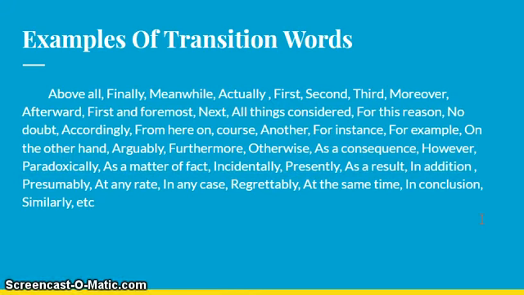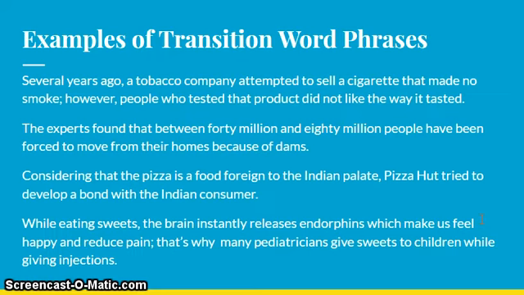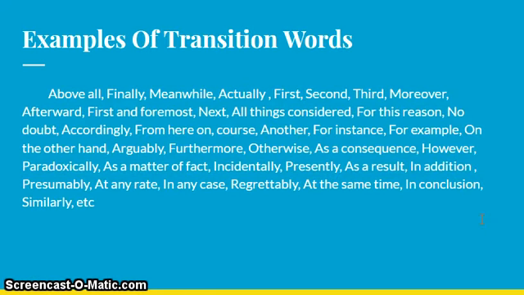So you can either write your own sentences for the 2 sentences you have to write, and if you are, these are some examples of transition words that you can use in your sentence. If not, you can use 2 of the given sentences below, which are: several years ago a tobacco company attempted to sell a cigarette that made no smoke. However, people who tested that product did not like the way it tasted. The expert found that between 40 million and 80 million people have been forced to move from their homes because of dams. So you can either use 2 of the given, or you can make your own using some of the examples of the transition words.